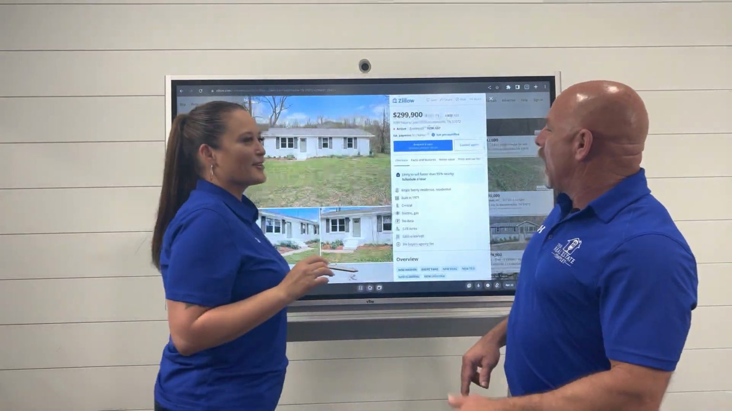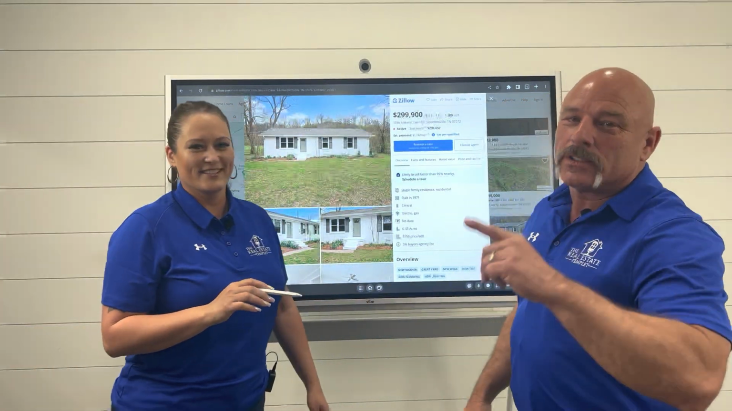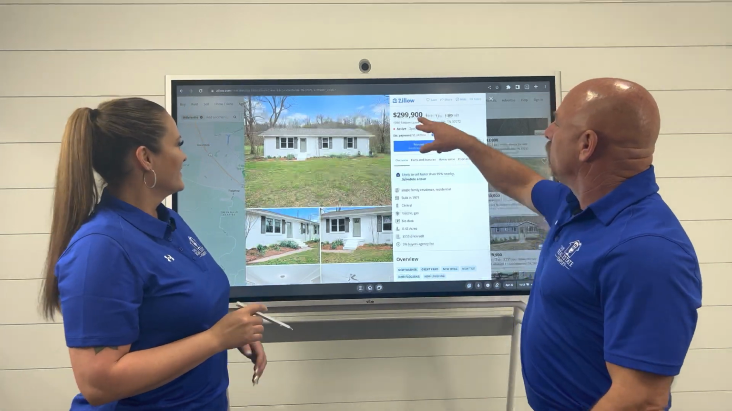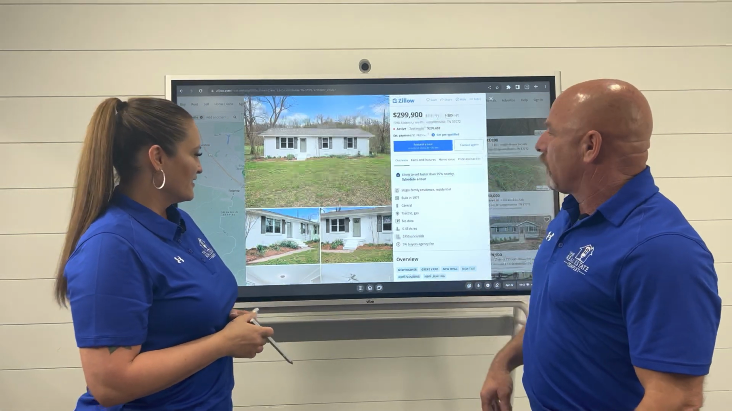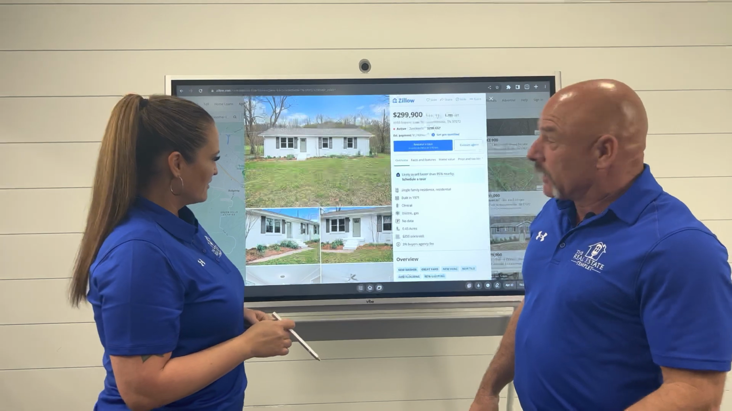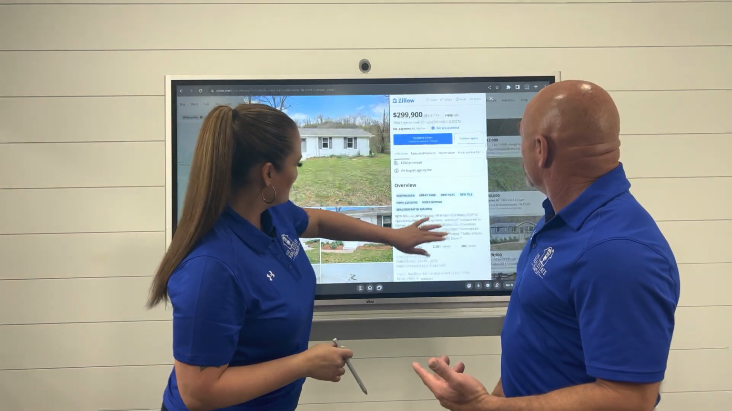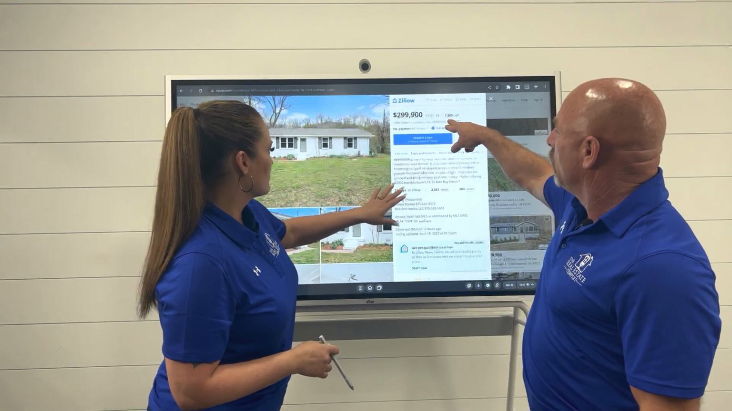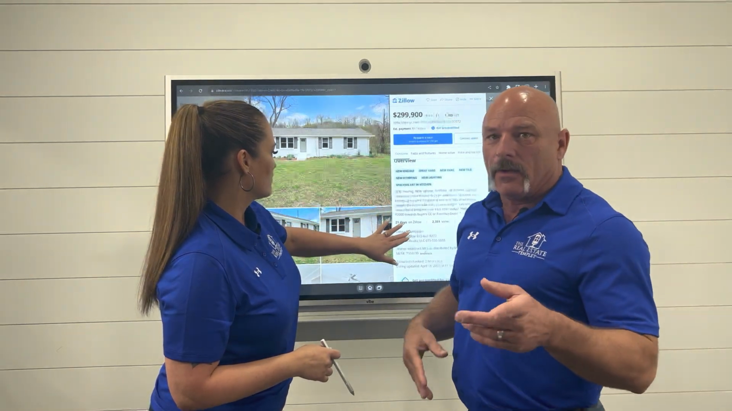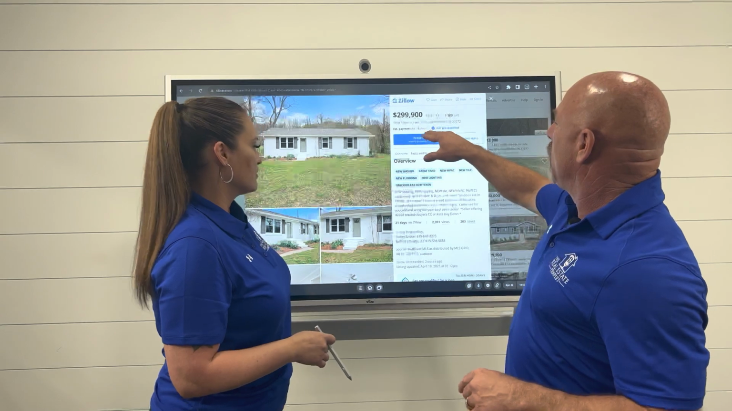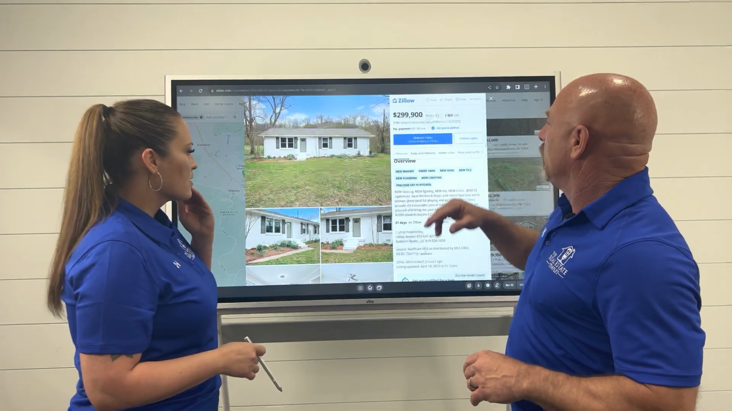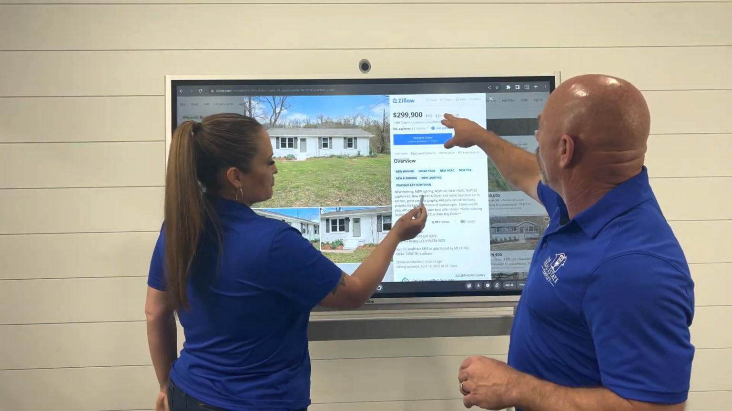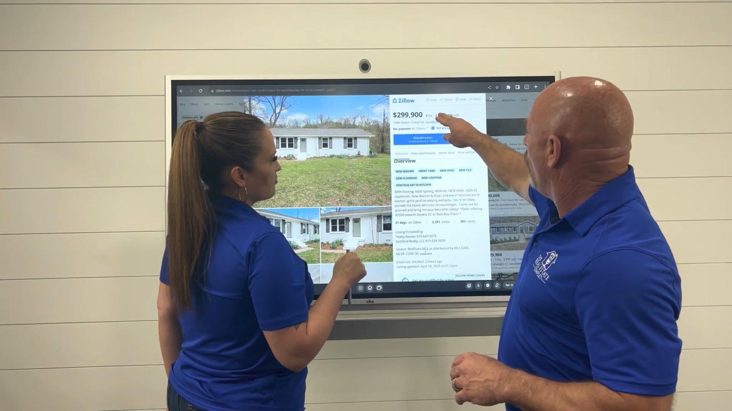Yes. Oh, excellent. So now let's just talk about it. They're asking $299,900 for the house. That's expensive for, how big is the house? 1,200 square feet. So we got a 1,200 square foot house. This is just Zillow, okay? Zillow is telling us that the estimated payment for this house is $1,742. They're telling us that it's 3 bedrooms, 1 bath.